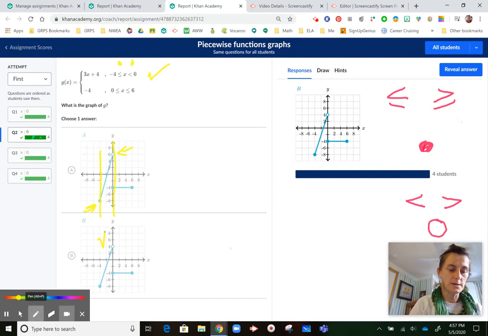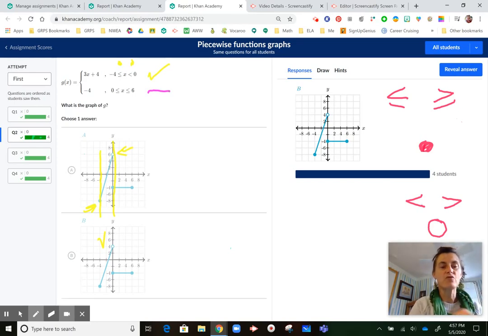The second interval, let's do this color, is between 0 and 6, and they are really strict. It includes the 0 point and includes the 6 point. Includes 0, includes 6. It's not that one either.